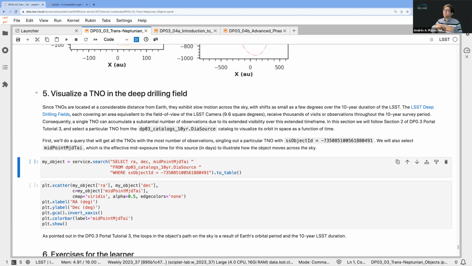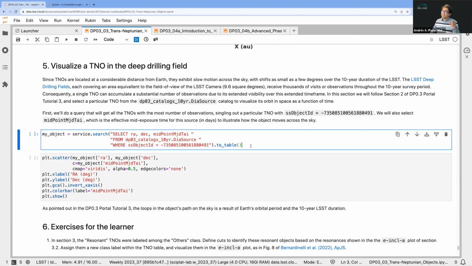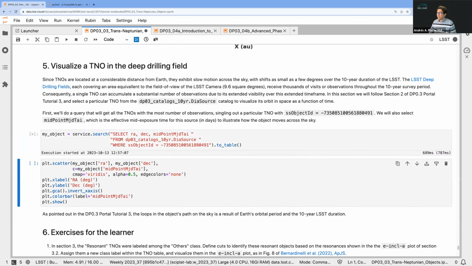Because we also wanted to illustrate how something that you can do in the portal, how you would do it in the notebook aspect of the RSP. In addition to illustrating the movement in time, the change in position of the TNO as a function of time on the sky.